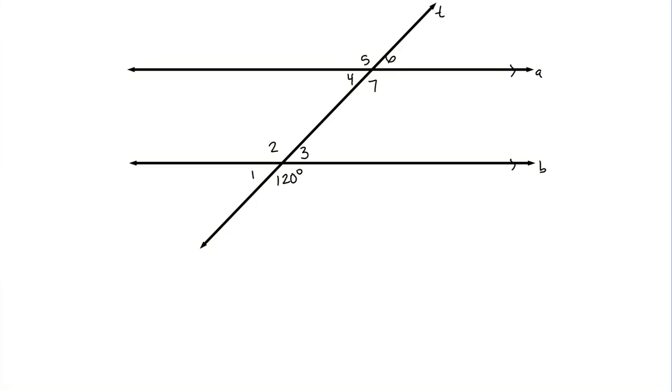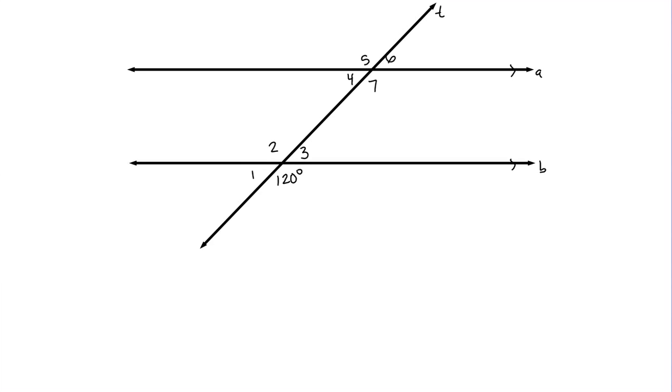We want to use this figure to find the measures of the numbered angles. We see here we have one angle that is 120 and the rest are just numbered, and we want to find out what all of these angles are. We know that we need to use our congruent and vertical angles in order to figure out what our missing angles are.